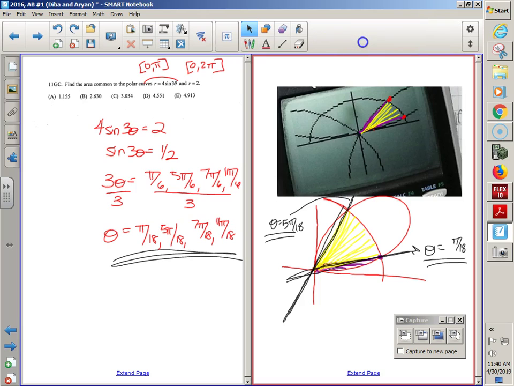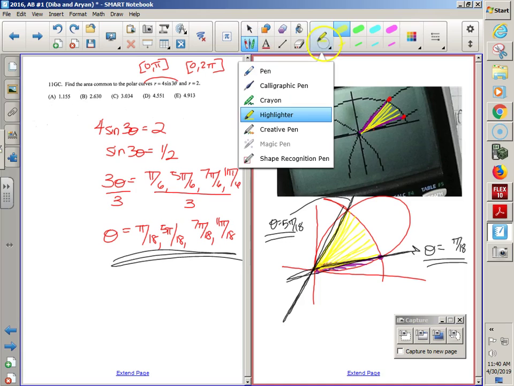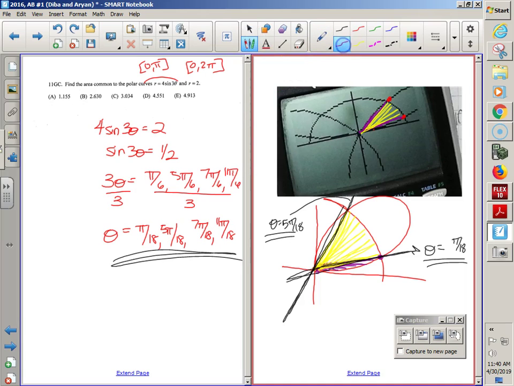Give me one second. So before pi over 18, it's purple going to the petal. After 5 pi over 18, it's pole going to the circle. And then once again, after 5 pi over 18, I need to go back to that rose again, which we could figure out by figuring out when the rose completes.